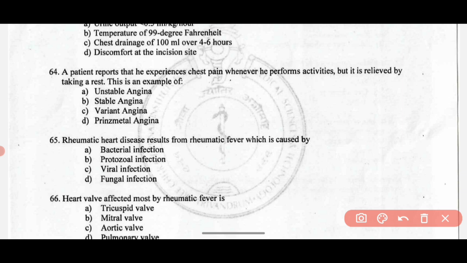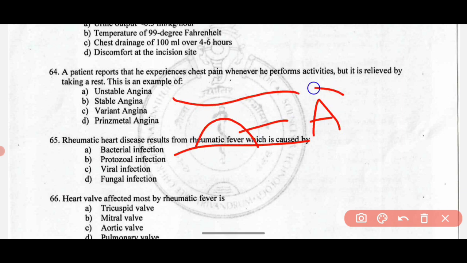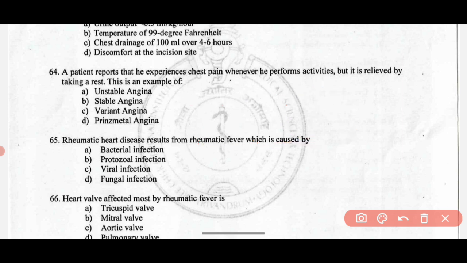One more important point I would like to add here. Stable angina is caused because of atherosclerosis. The etiological factor for stable angina is atherosclerosis. That is the first important point. The second important point is that the etiological factor for unstable angina is atherosclerosis plus blood clot. And the etiology for variant angina, also called Prinzmetal angina, we already discussed: spasm of the coronary artery.